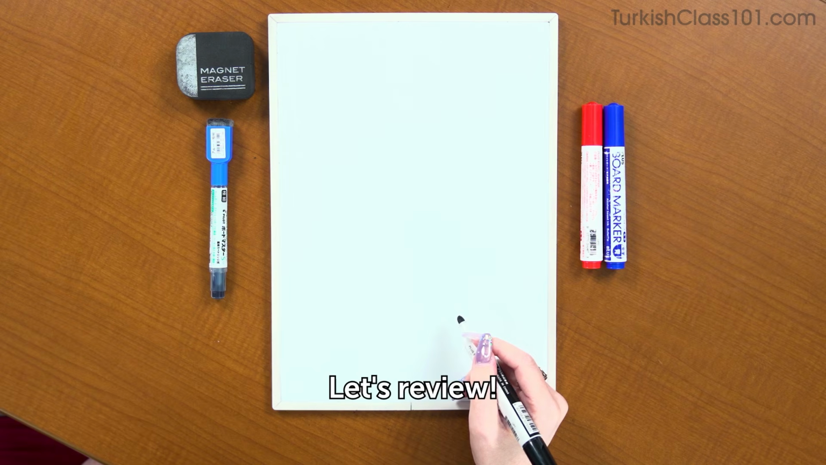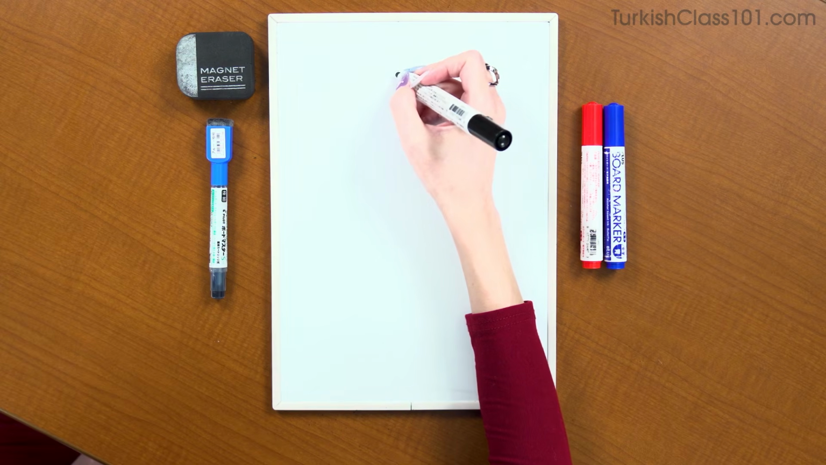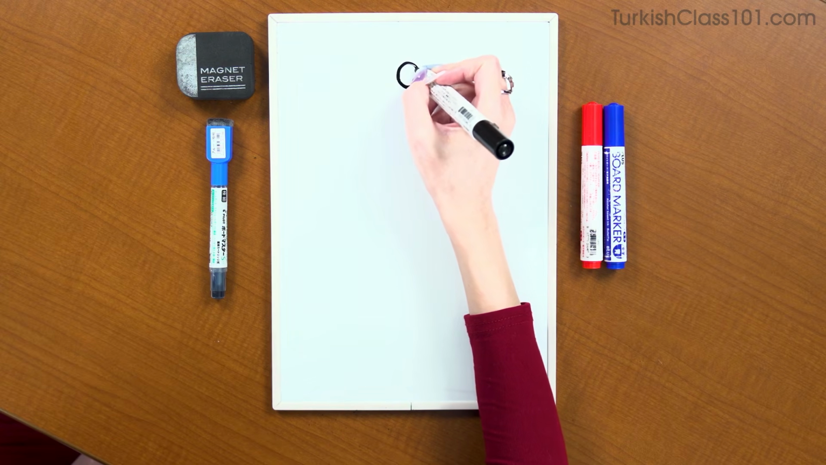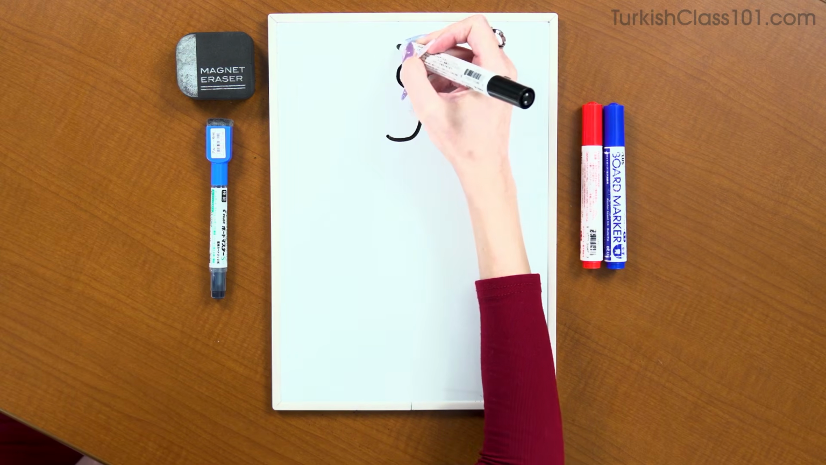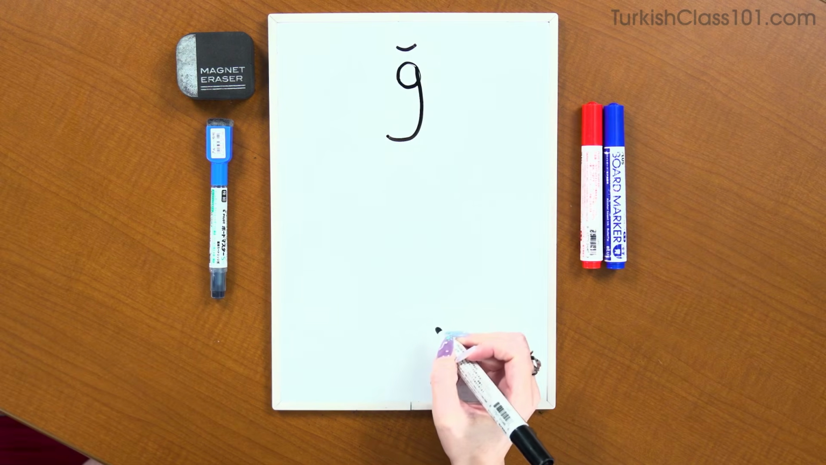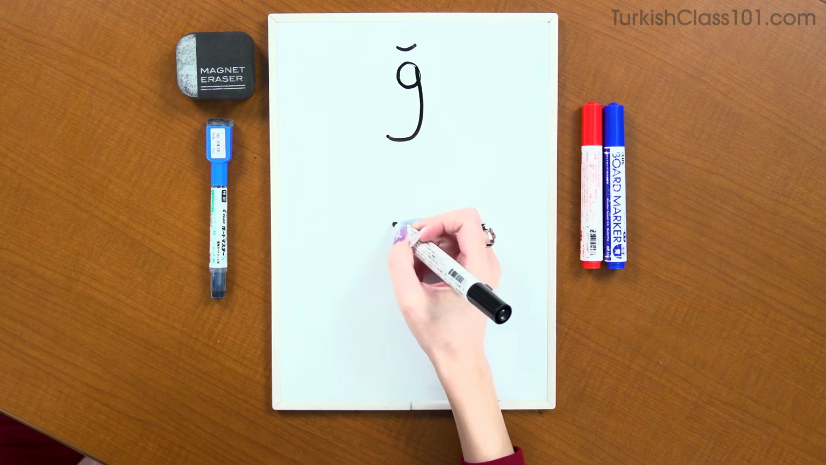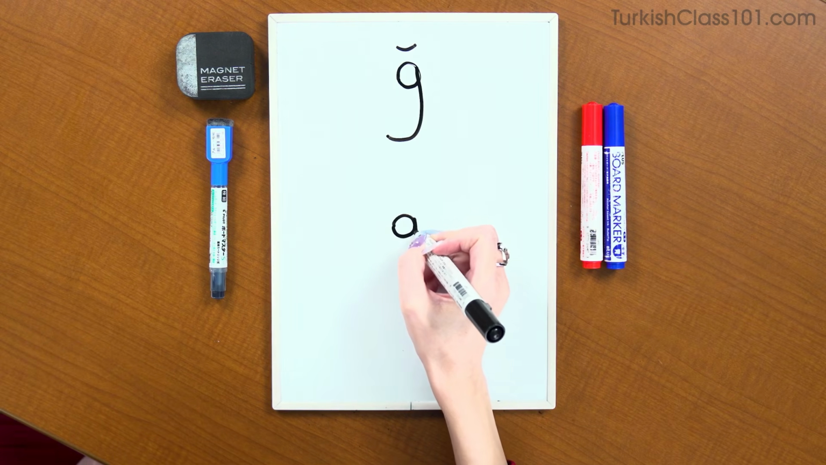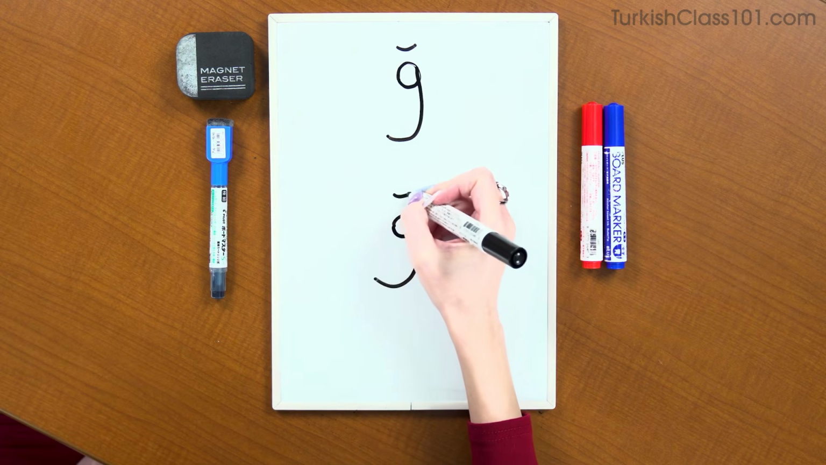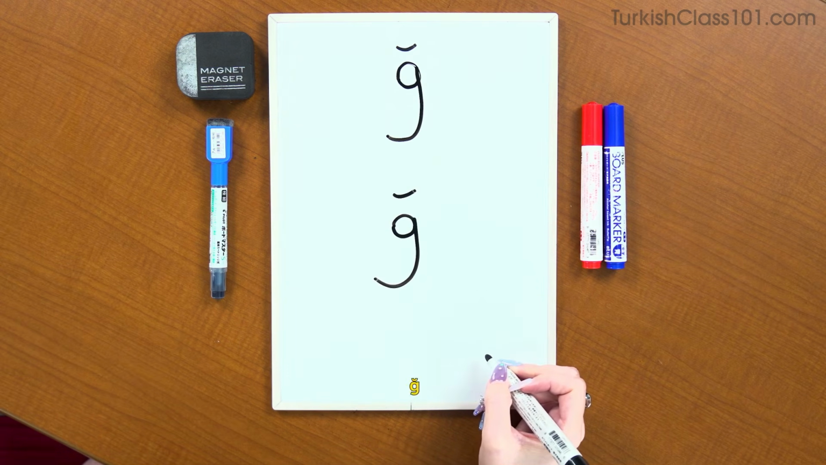Let's review. Do you remember how to write yumuşak G in Turkish?